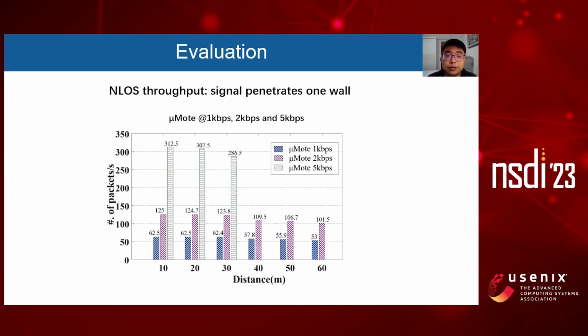We also evaluate the throughput of μMote and benchmarks in non-line-of-sight environments where downlink signals penetrate one wall. We firstly evaluate the throughput of μMote at different data rates. The result shows that within the communication range of 30 meters, μMote at 5 kbps achieves the highest throughput. But when the rate is increased, μMote at 1 kbps shows more robustness.